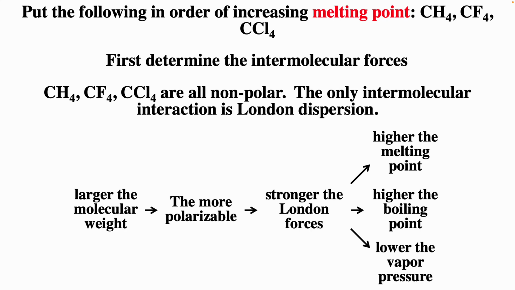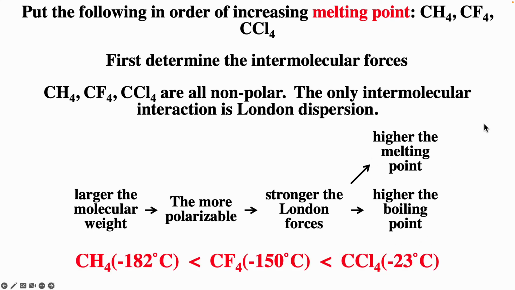And again, for London dispersion, the larger the molar mass, the easier to polarize, the stronger the London dispersion, the higher the melting point, higher the boiling point, lower the vapor pressure. And so the carbon tetrachloride has the largest molar mass and will have the highest boiling point, and the methane will have the smallest molar mass and the lowest boiling point.